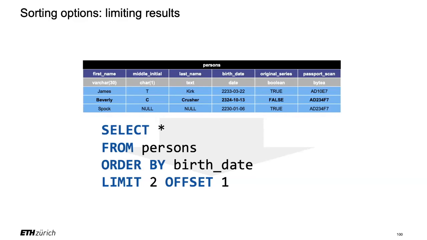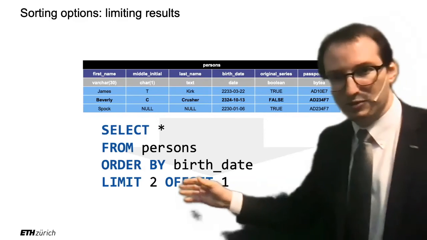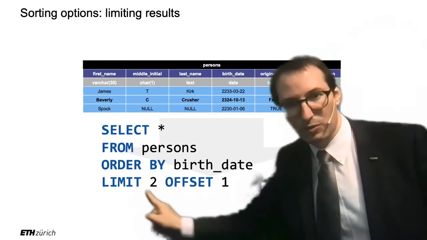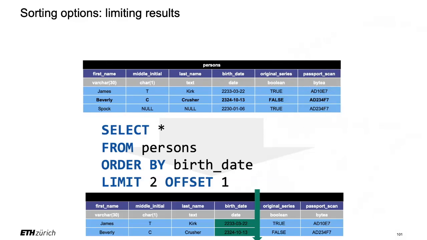So if you say offset 1, it throws away the first one and then returns the 2 that come after that. In that case, we throw away what would have been the first birth date, that would have been Spock, and we display the next 2, which is James Kirk and Beverly Crusher. All right? Does it make sense?